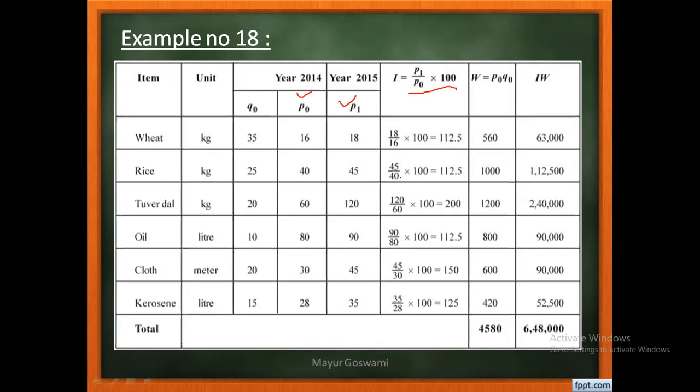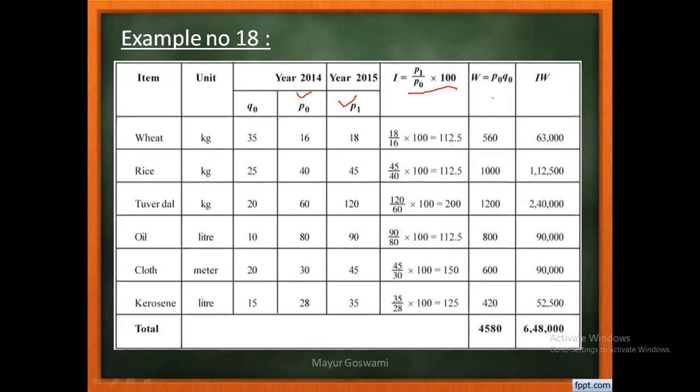45 divided by 40 into 100, 112.5. 120 divided by 60 into 100, 200. 90 divided by 80 into 100, 112.5. 45 divided by 30 into 100, 150, and 35 divided by 28 into 100, 125.